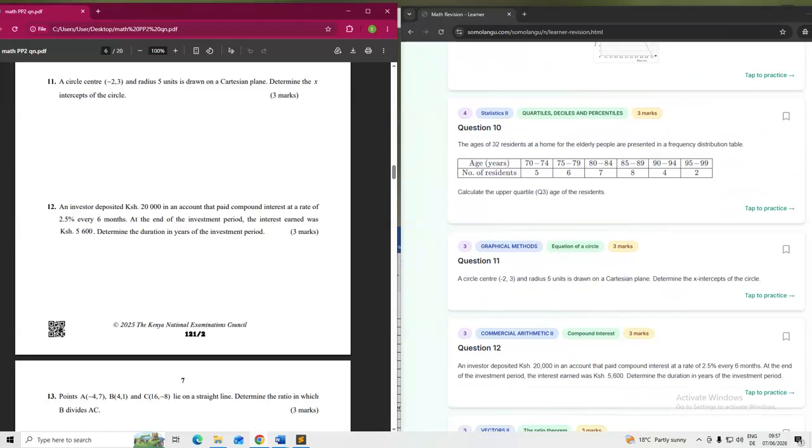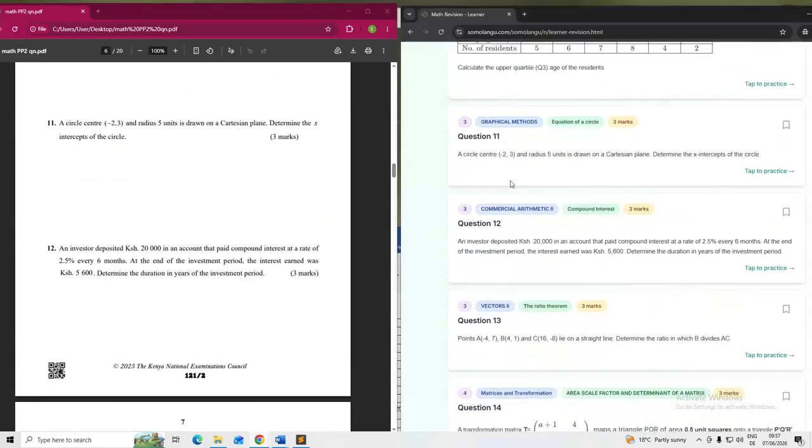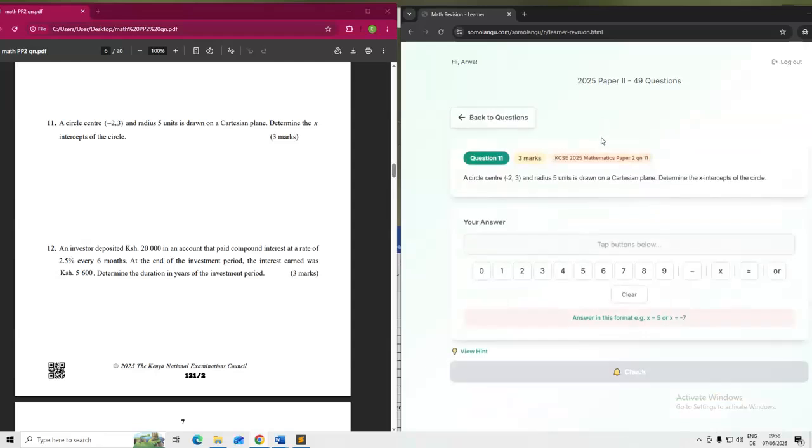We've been given a circle with center (-2, 3) and a radius. Determine the x-intercepts of the circle. Question 11 also tests graphical methods, but more specifically, the equation of a circle. In this case, KNEC is testing the ability to form and use the equation of a circle in coordinate geometry. So understanding the geometric meaning of intercepts is very crucial in this question.